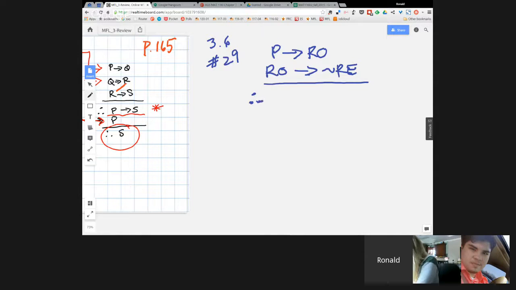Well, do you notice this is kind of cool? Let me change to red. We do have a chain reaction, don't we? The ROs nicely link. So can't we draw a conclusion here? If P, then not RE. You get what that is in text? If you're a politician, then you are not reliable. And that is the conclusion that comes from those premises. Wow, I just made a strong statement against politicians, didn't I?